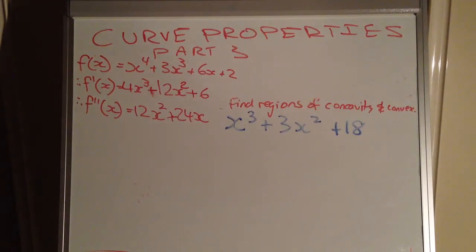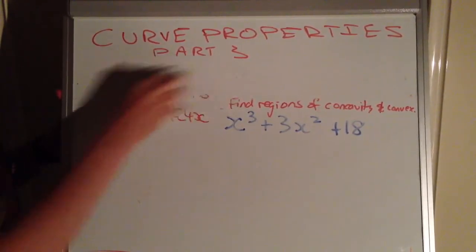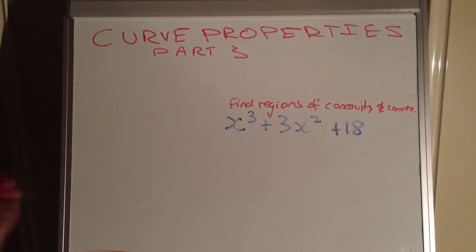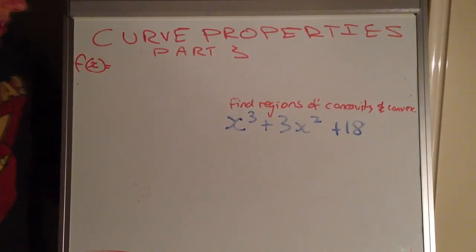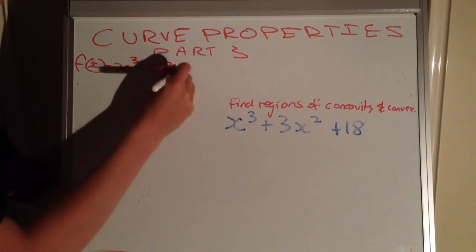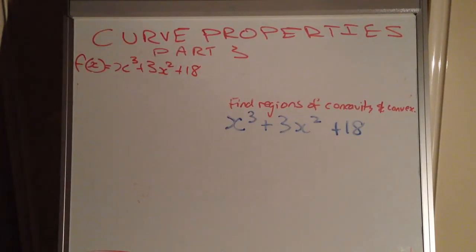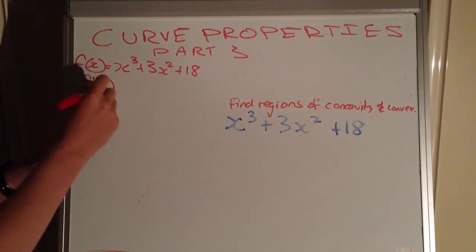And the first thing we should probably do is take the first and second derivative for this cubic, and from that we'll work out where it is concaving, where it is convexing. So we have our f(x), or y equals our equation, and that f(x), again just using common notation, is x to the power of 3 plus 3x squared plus 18. And that's going to give us a nice cubic, like what I had up on the board a moment ago. And then what we do is we take the first derivative.